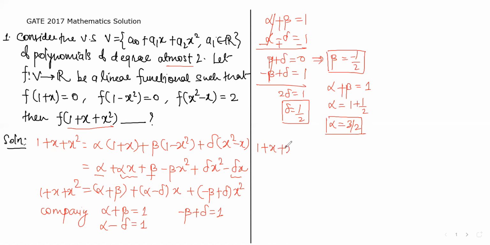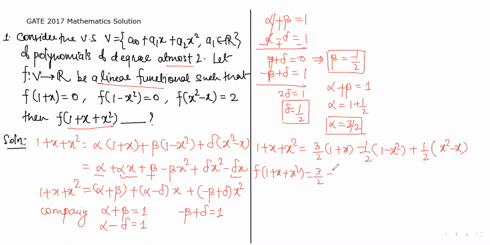So that gives me 1 plus x square equals alpha, which is 3 by 2, times 1 plus x, and then plus beta, which is minus half, not plus, it is minus half, times 1 minus x square, and then plus delta, which is half, times x square minus x. Now I'll take advantage of f being a linear functional, so I'll take f. So f of 1 plus x square will be equal to, since f is linear, I have the liberty of taking constants out, and I'll get 3 by 2 f of 1 plus x minus half f of 1 minus x square plus half of f of x square minus x.